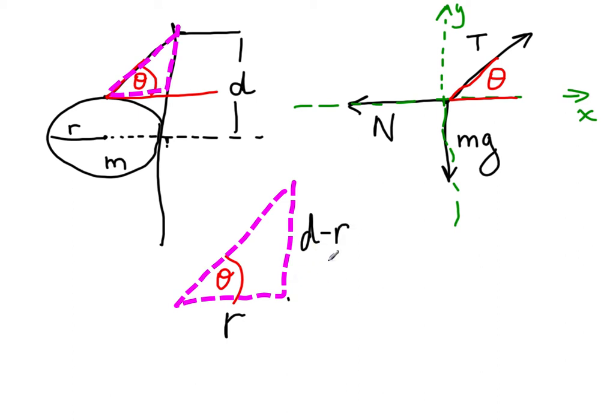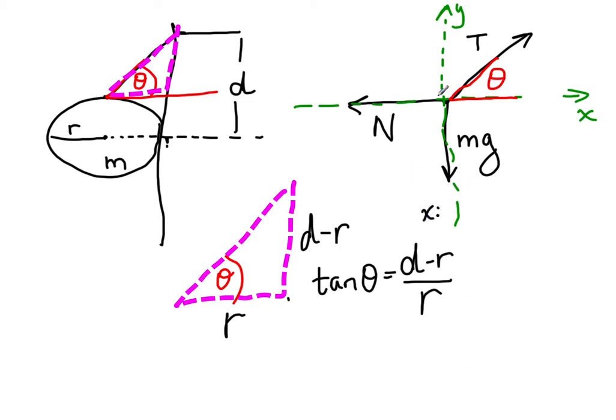So I can figure out what theta is because the tangent of theta is going to be opposite over adjacent. That's D minus R over R. So since I know D and R, I can find theta. Let's go back to the diagram and see if we can figure out what we need to know just from the forces. I mean, maybe we don't have to do torques. That would be nice. From here, let's write the x equation.